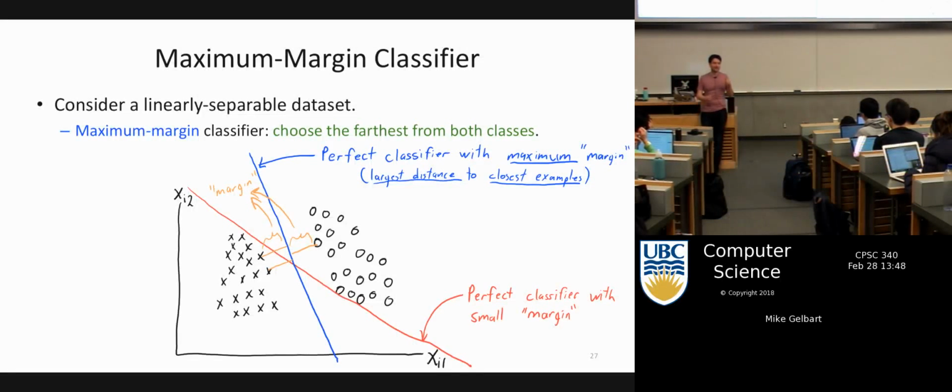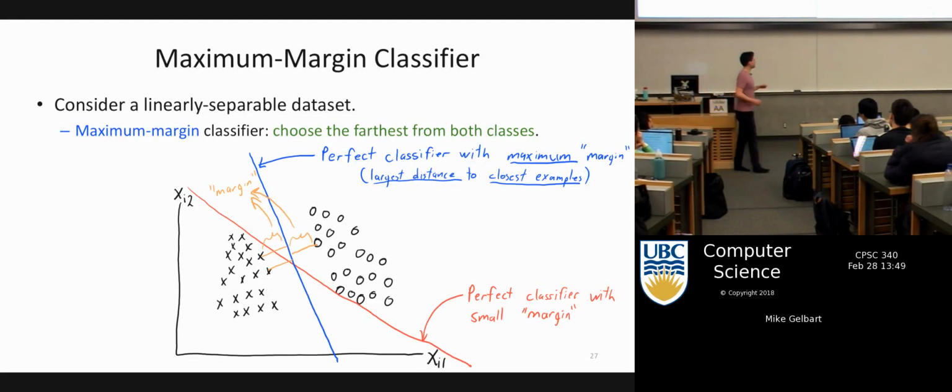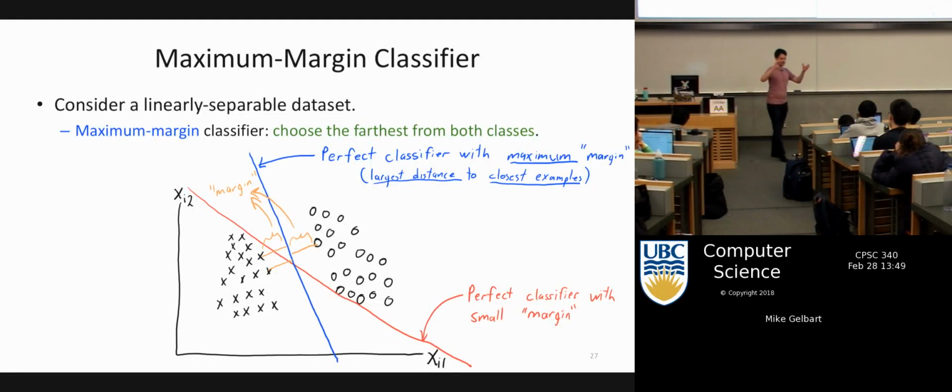But A, most data sets are not linearly separable. And B, to get from the max margin math to the hinge loss math is a little trippy. So I think it's in the bonus slides, but I don't think it's necessarily worth doing.